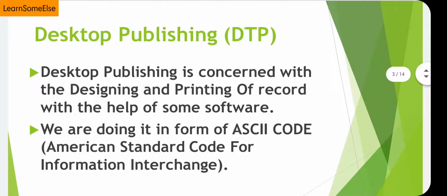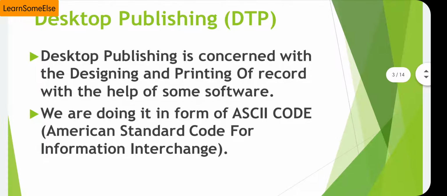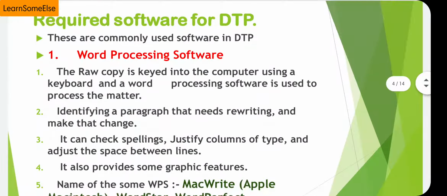Now we will discuss about desktop publishing. Desktop publishing is concerned with the designing and printing of record with the help of some software. We are doing it in form of ASCII code. ASCII stands for American Standard Code for Information Interchange. Now going to next slide.